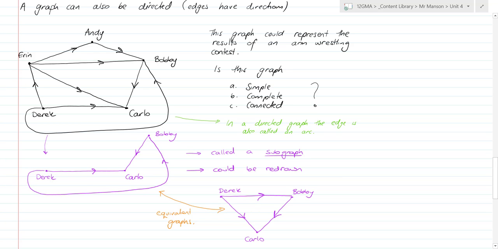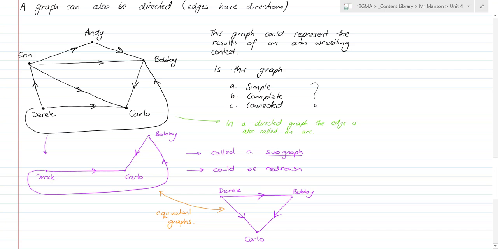Is this graph simple, complete, connected? In this case, a directed graph has definitions. So it's simple, there are no multiple edges. It is complete because every single vertex is connected to every other vertex, and it is connected. Sometimes in a directed graph, an edge is also called an arc. Another word for you. There we go.